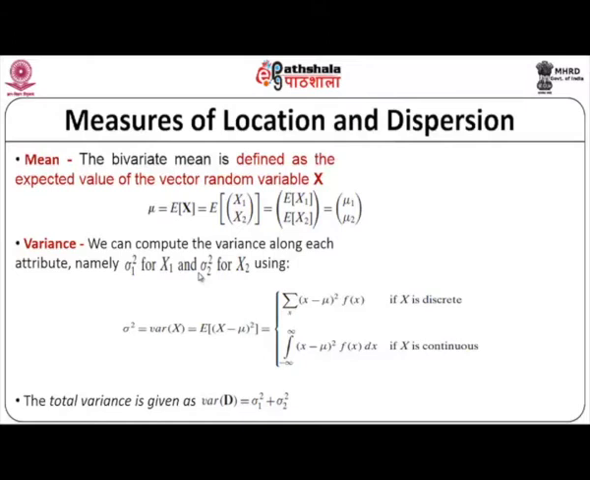So, naturally we end up with two variances. One is sigma 1 square for the first attribute and sigma 2 square for the second attribute x2. So, these two attributes may be mathematically represented for their variance. Given these two attributes with two different variances, we can always derive the total variance. The total variance is given by the sum of the two variances for the two attributes respectively.